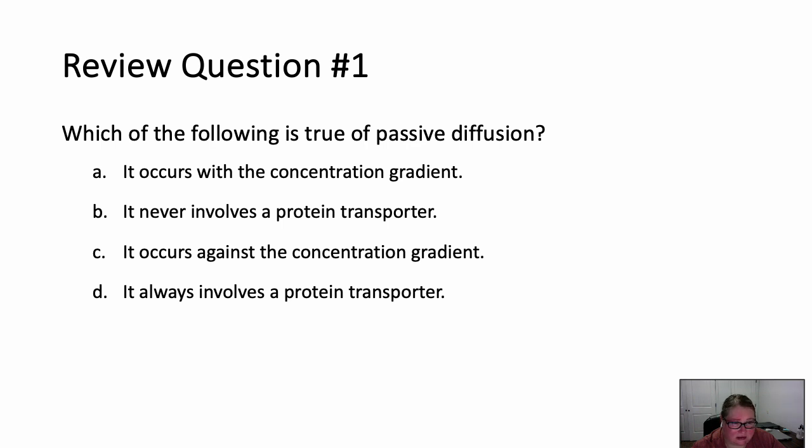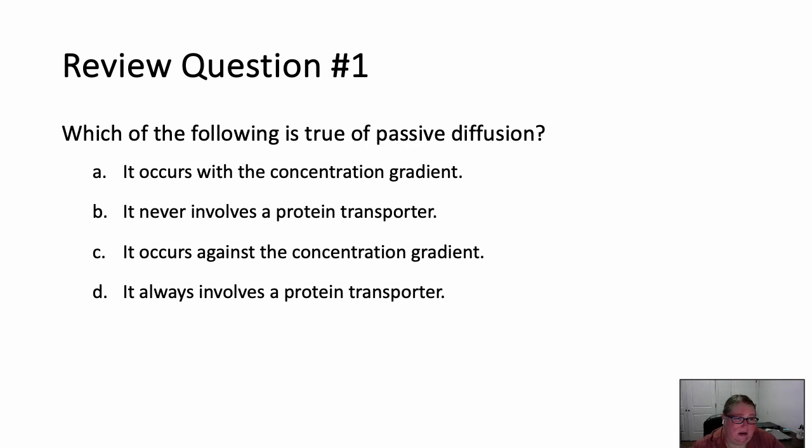Okay, so the answer to this question is A, it occurs with the concentration gradient. Remember, passive transport or passive diffusion does not use energy, so it uses a concentration gradient. Concentration gradients like to flow naturally from a high concentration to a low concentration, which is what A is saying.